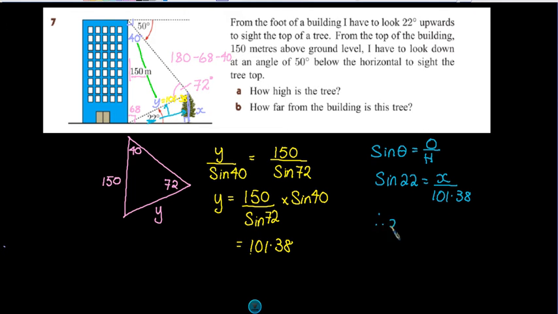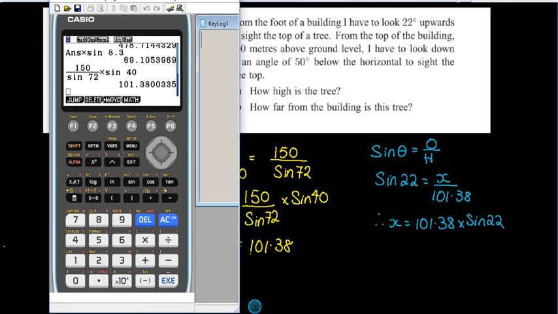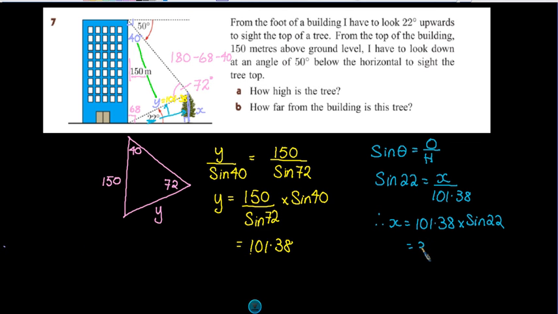And therefore x, we're going to multiply that out. And as we said before, that answer is still in my calculator, so I can now just go times, it takes that answer, times sine 22. We get 37.98. So 2 steps to that question.